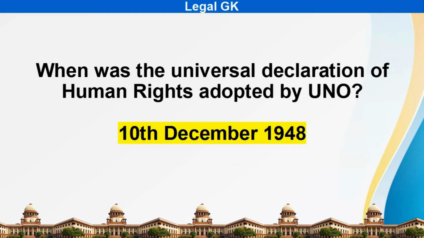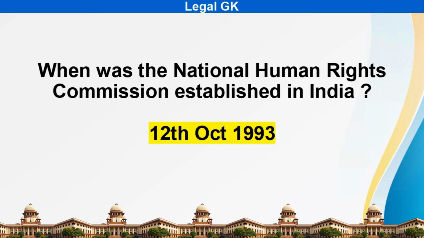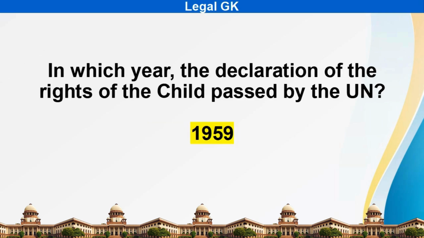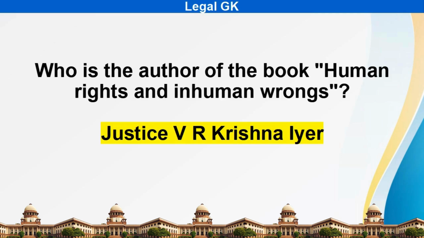When was the Universal Declaration of Human Rights adopted by United Nations Organization? 10th December 1948. When was the National Human Rights Commission established in India? 12th October 1993. In which year, the Declaration of the Rights of the Child passed by the United Nations? 1959. Who is the author of the book, Human Rights and Inhuman Wrongs? Justice V. R. Krishna Iyer.